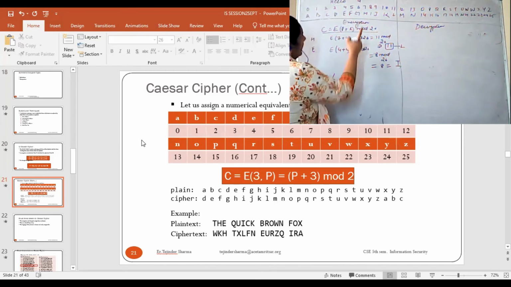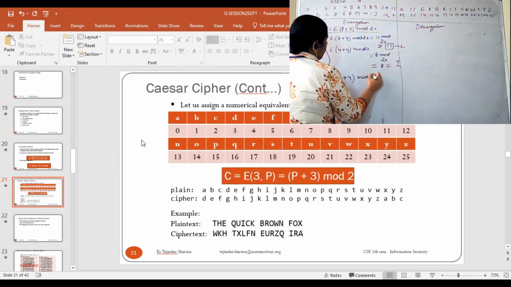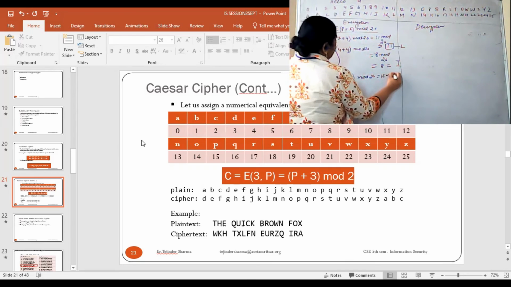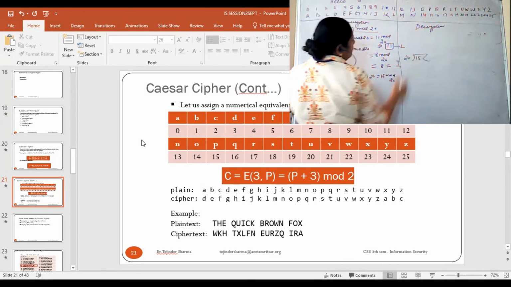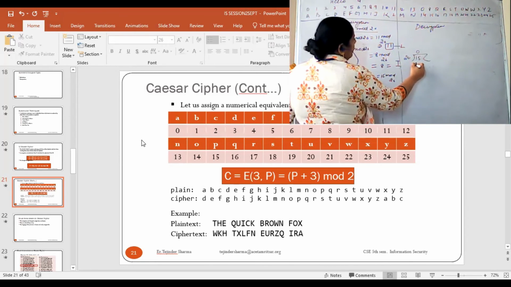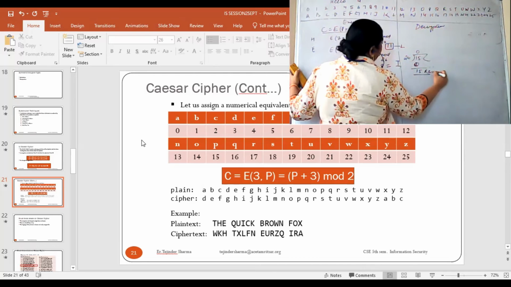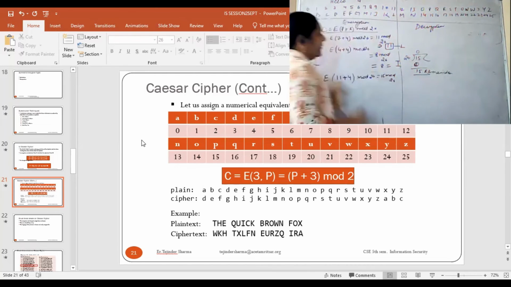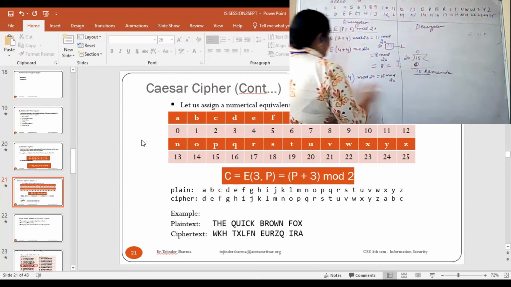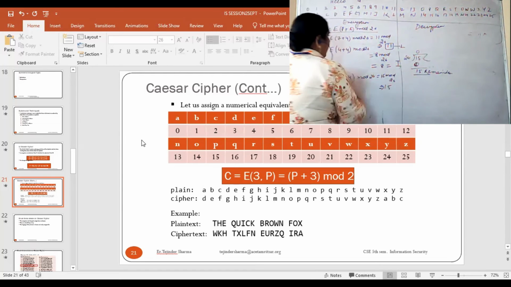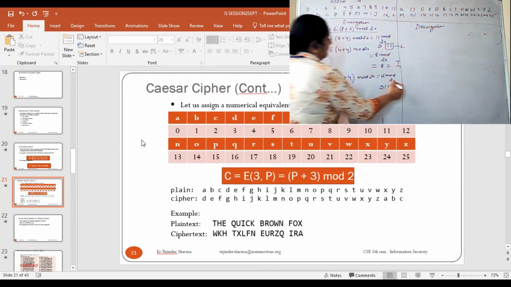Then you have L. L is at which position? 11. 11 plus 4 mod 26, so 15 mod 26. I'll give you one example. This is 15. When you divide it by 26, 26 zeros are 0. So you will get 15 as the remainder. This is called the modulus operator. So this will give you 15. So at 15 we have P.